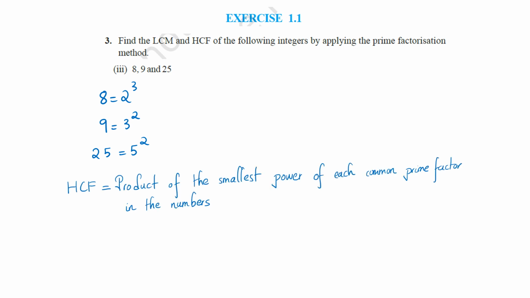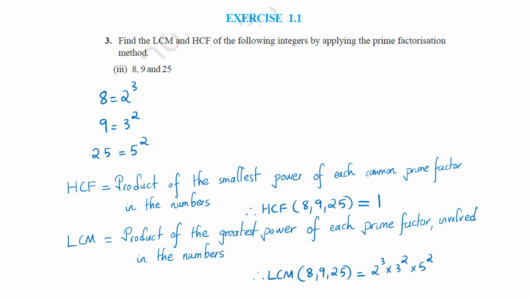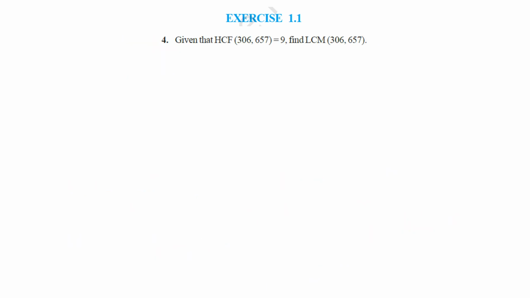Once again, here for HCF, we need a common prime factor. So here there are no common prime factors. So the only common factor is 1, right? So HCF is 1. And what about the LCM? For LCM, we have to multiply everything here, which is 2 cubed into 3 squared into 5 squared, which is 1800.